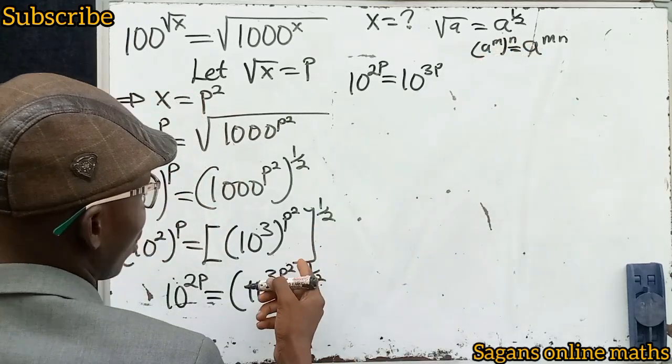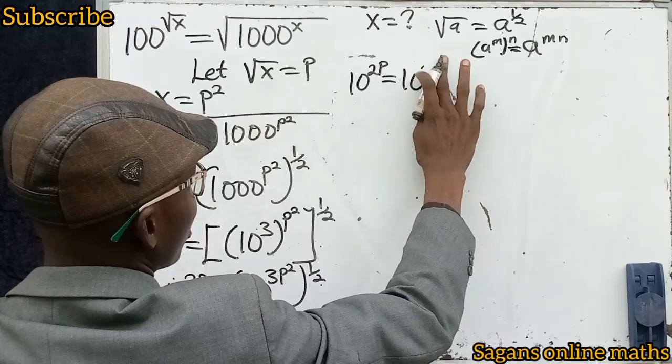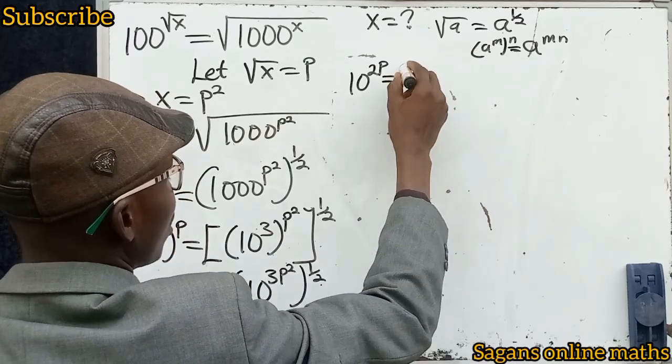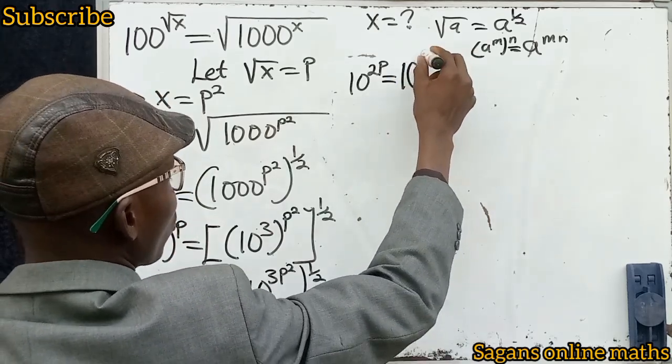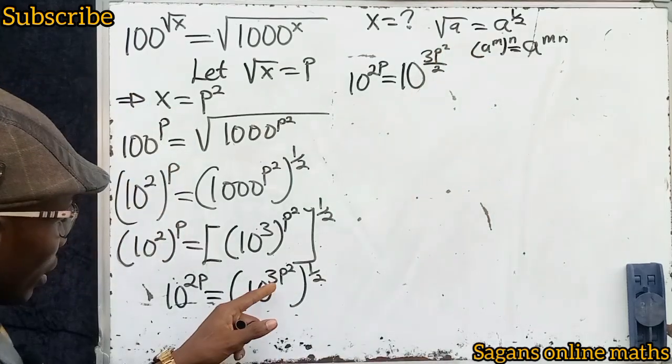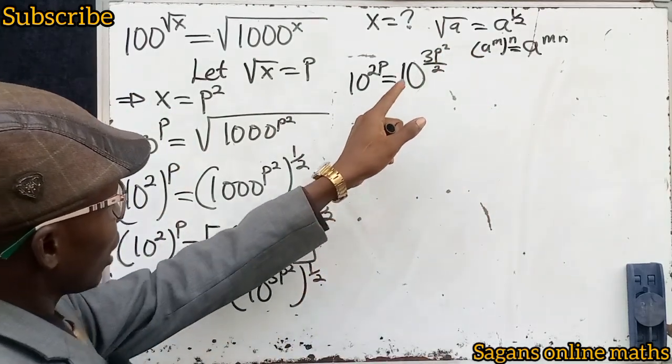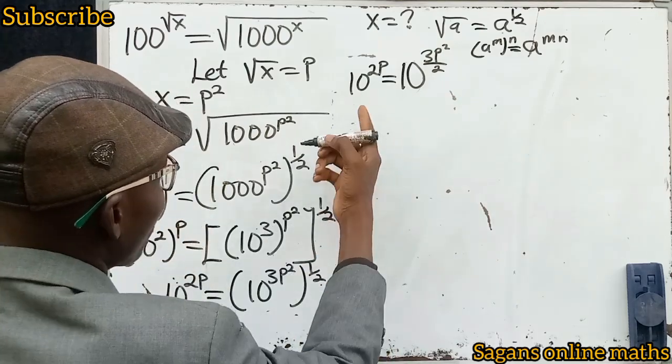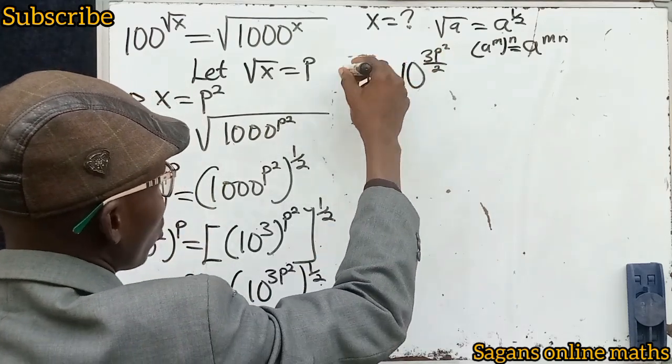Okay, this will become what? 3p square. So we become what? 3p square divided by 2, because 3p square multiplied by 1 over 2 is what? 3p square over 2. Now you can see that the bases are the same. Let's equate the index.